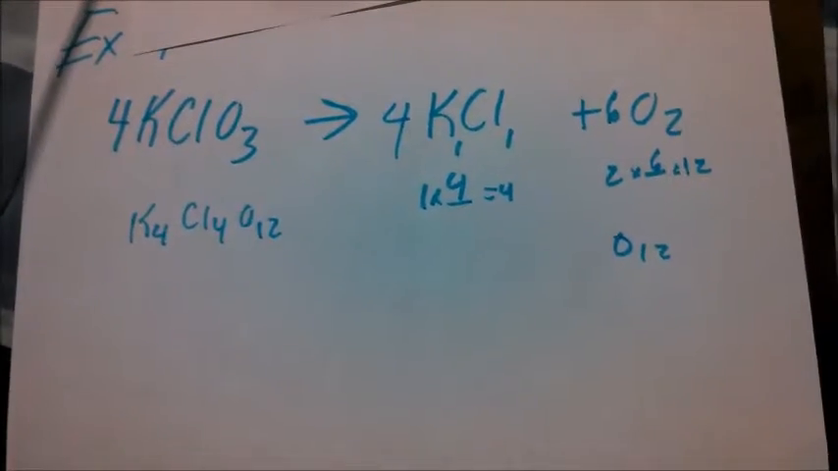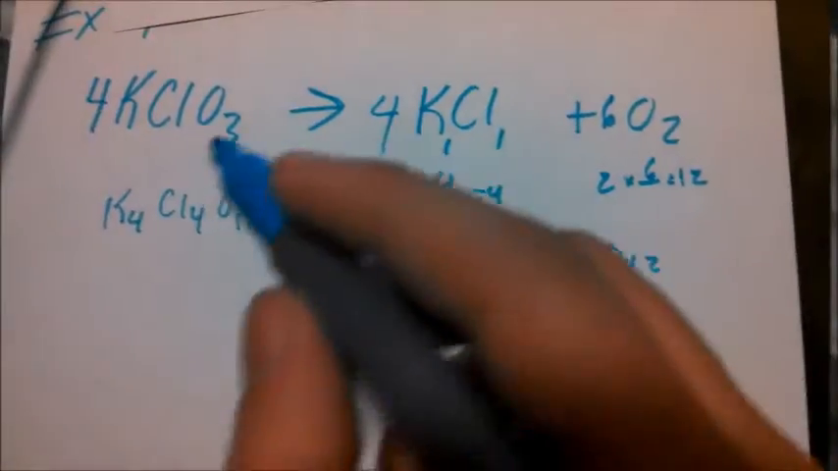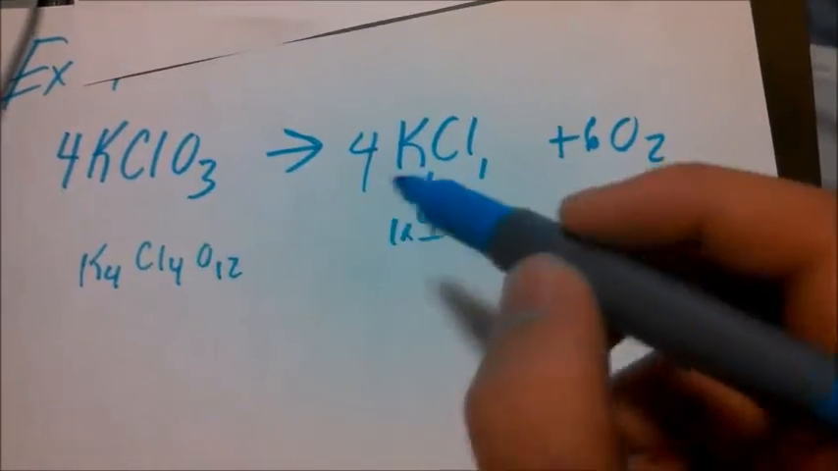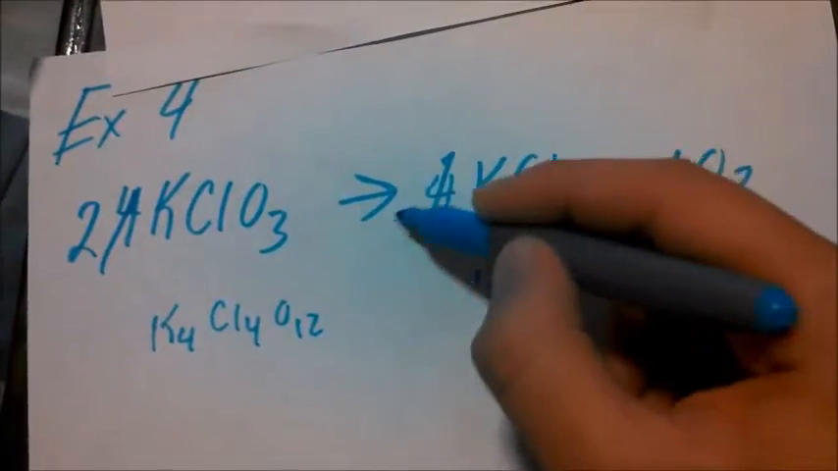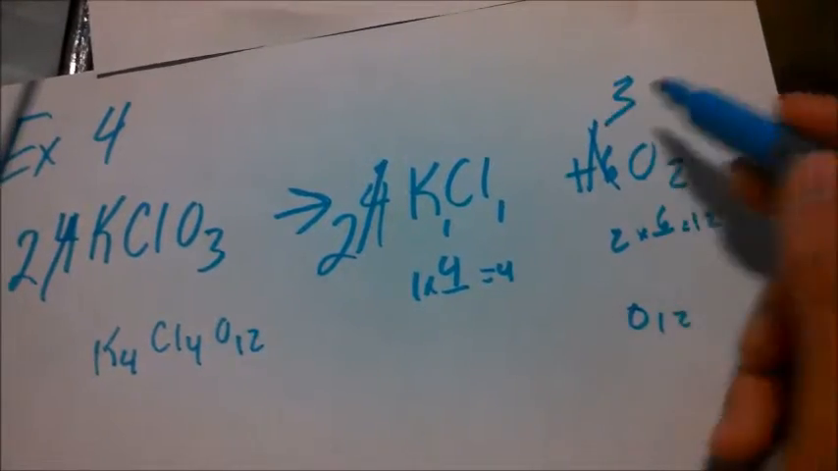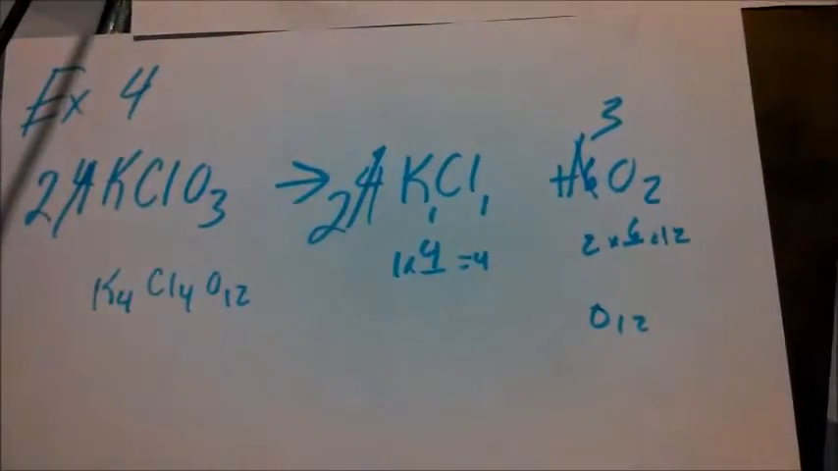No. Well, there's a problem here. Even if it's balanced, it's not the lowest possible factor. So 4, 4, and 6, it can all be divided by 2. So divide by 2, that would equal 2. Divide by 2, that would equal 2. Divide by 2, that would equal 3. So this is the lowest possible factor, and that's how you do example 4.